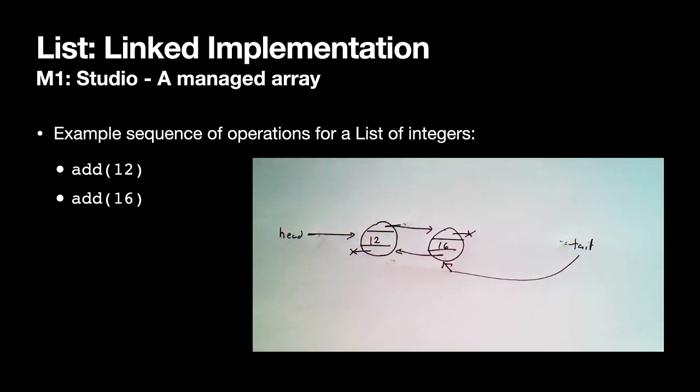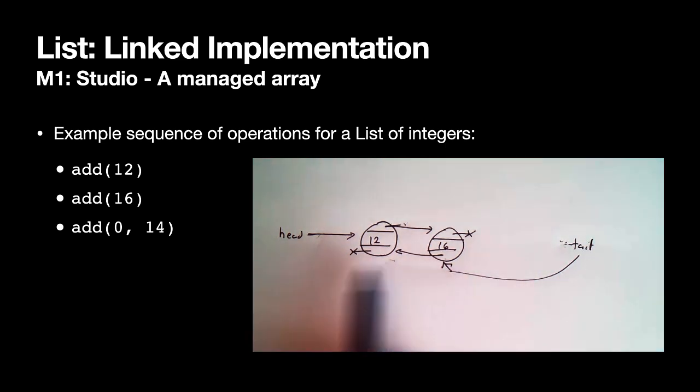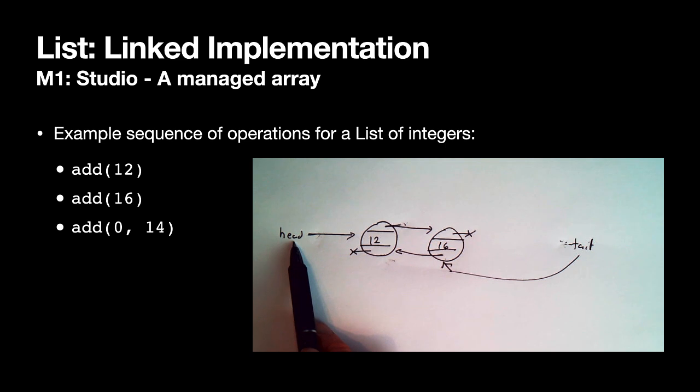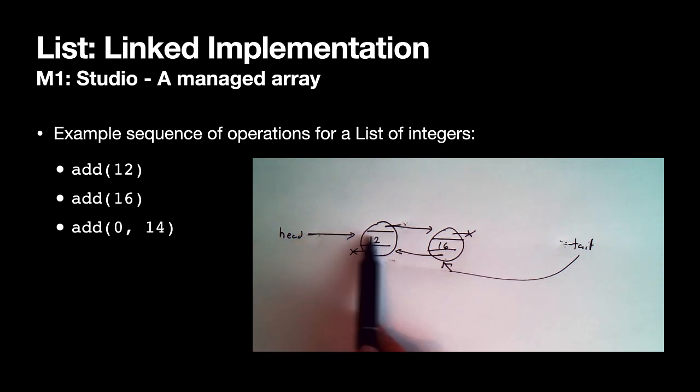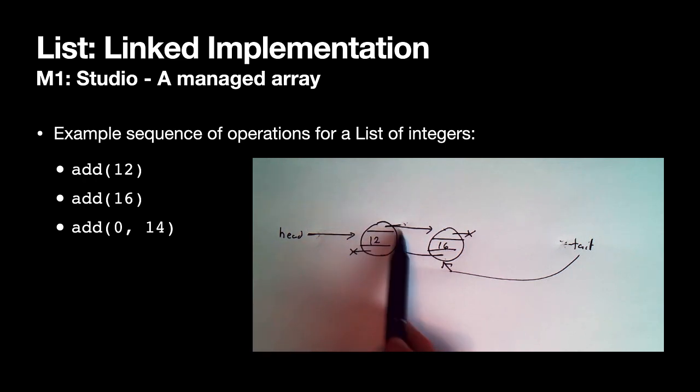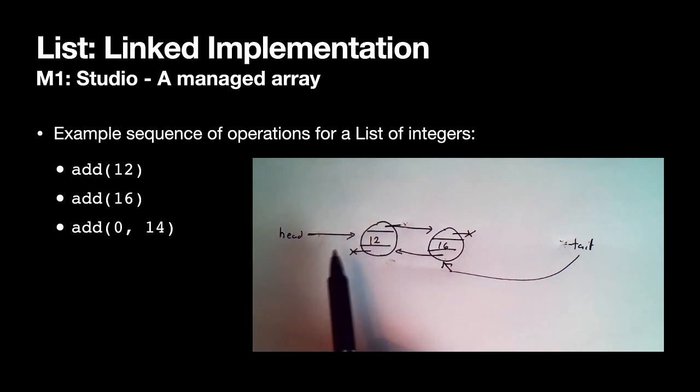Okay, let's do our next operation. Our next operation is the add that's going to add at index 0 the number 14. To add by index, we probably need to start at the beginning of our list and iterate through our list until we find the index that we're looking for. In this case, it's basically telling us that we need to go the first step, the 0th step away from head.